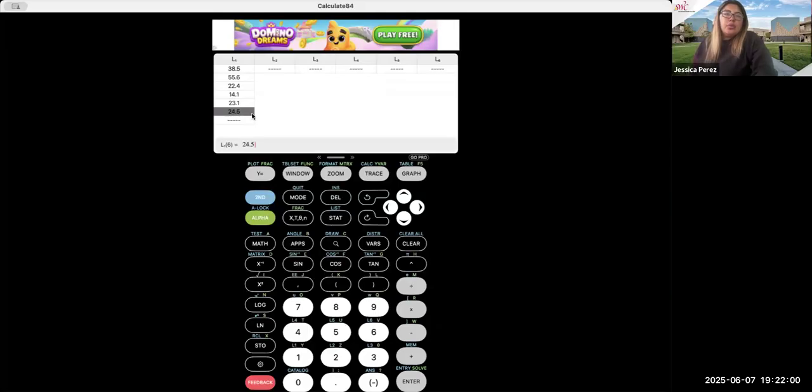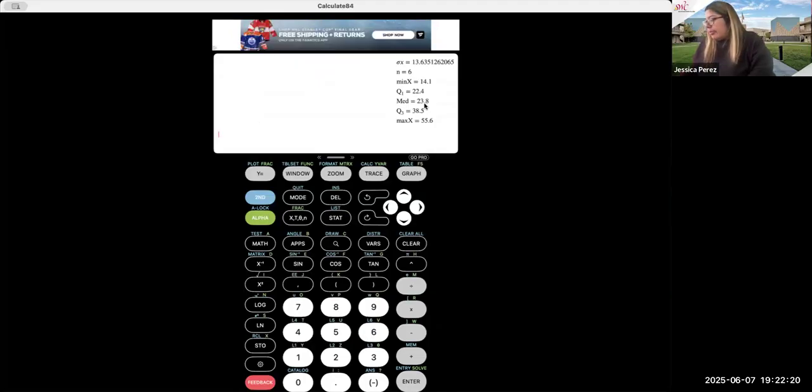And then you're going to hit Stat. Once you've inputted your 6th value, it should say L1 6, that means your 6th value. And then you're going to hit Stat, again, Calc, 1-Var Stats. Then you're going to hit Enter, and look at the Med, the median. Because right now we're focusing on the median, the Med is 23.8. So it changed from 23.1 to 23.8, and that's because we added a 6th value.